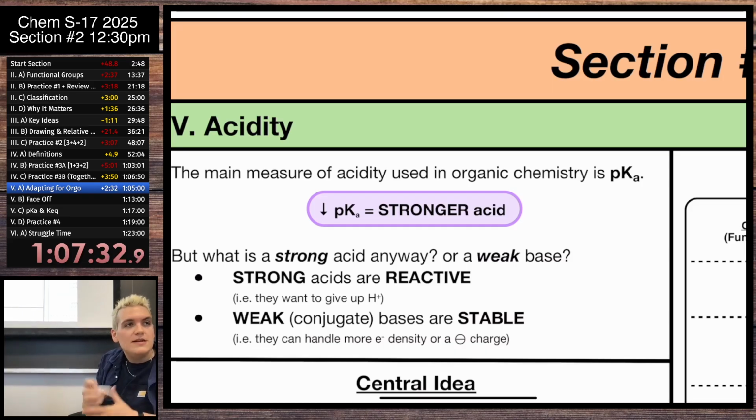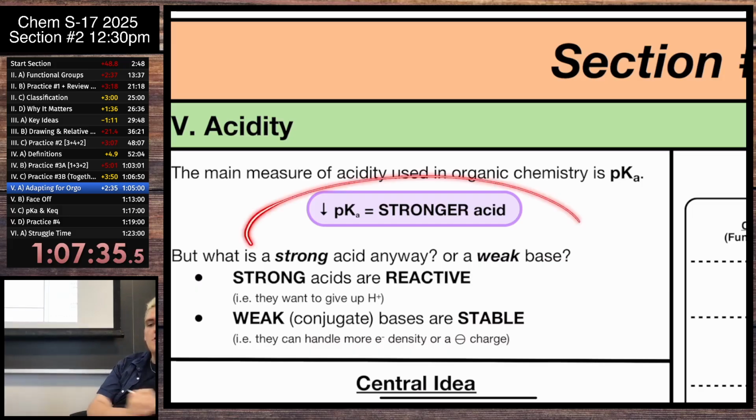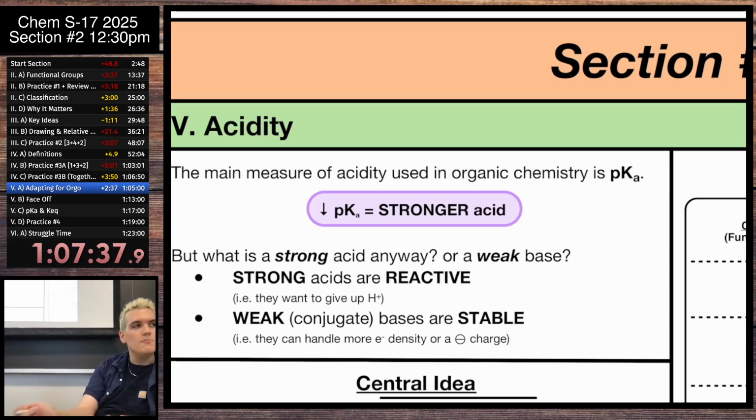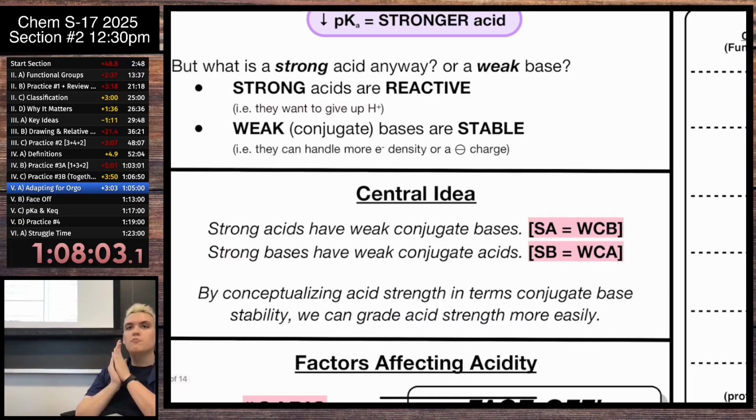biochemistry, and so we want you to get a good feel for it. The general trend is lower pKa is stronger acid. But when we say strong and weak, what do we mean? Well, a strong acid is a reactive acid, so something that really wants to give up a hydrogen. And then a weak conjugate base is a stable base, so something that doesn't really want to react. So strong and weak is a proxy for reactivity when we're talking about acids and bases. And the central idea, the guiding light that I write on my paper for every acid-base problem, is strong acids have weak conjugate bases.